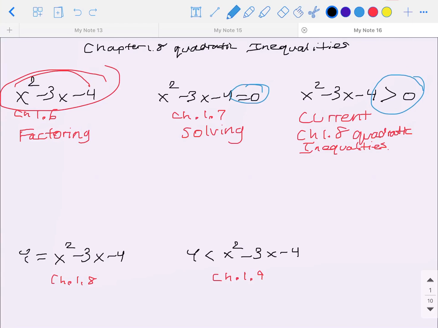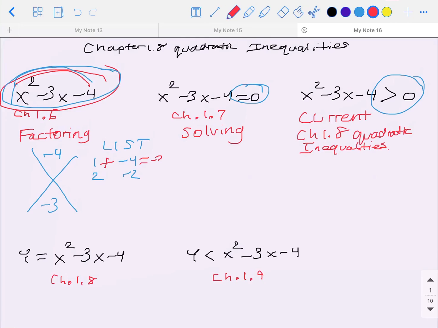In the past, we covered having to factor polynomials. That was in Chapter 1.6, where if we see something like this and we see that there's a 1, we can use the cross product algorithm. We say beginning times n, which is -4, and the middle is -3, and then we will list out the factors of -4: 1 and -4, 2 and -2. Then we can see that 1 and -4 does give us the -3, so we put 1 and -4. Thus, the parentheses becomes x plus 1, x minus 4. So that was in Chapter 1.6.